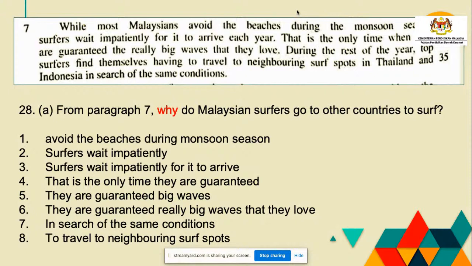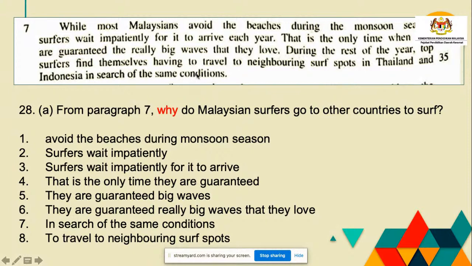During the rest of the year, top surfers, okay. Sementara nak tunggu tu kan, kalau orang surfer biasa dia boleh tunggulah setahun sekali. Tapi kalau orang yang memang macam Melissa ni, yang top surfers ni, yang memang pergi bertanding ke keluar negara semua, okay, top surfers. So kita panggil dia top surfers. Top surfers ni find themselves having to travel. Mereka sampai tahap pergi travel ke negara jiran, to neighboring surf spot. Okay, dia pergi ke negara jiran kat Thailand ataupun Indonesia sebabnya nak cari in search of the same conditions.